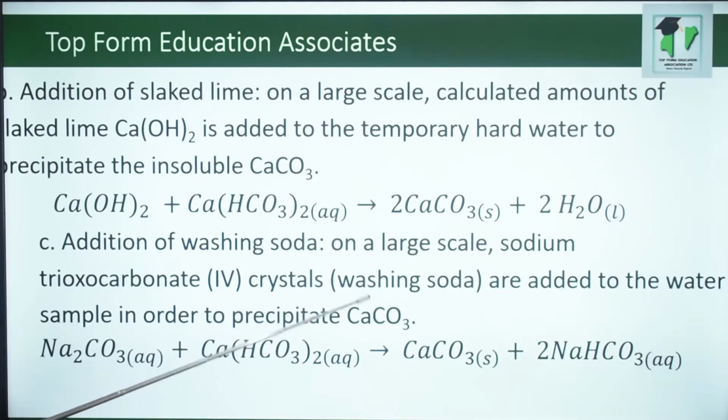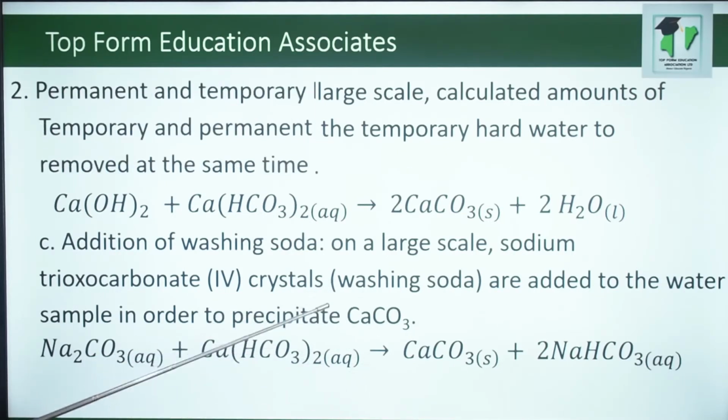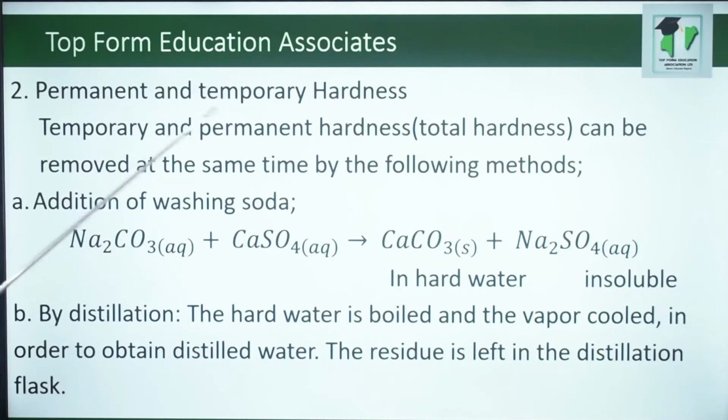Permanent and temporary hardness. Temporary and permanent hardness can be removed at the same time by the following methods. A is addition of washing soda to the calcium sulfate in hard water to precipitate the calcium carbonate and form the soluble sodium tetraoxosulfate VI.